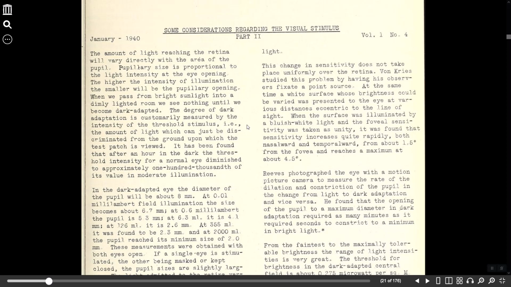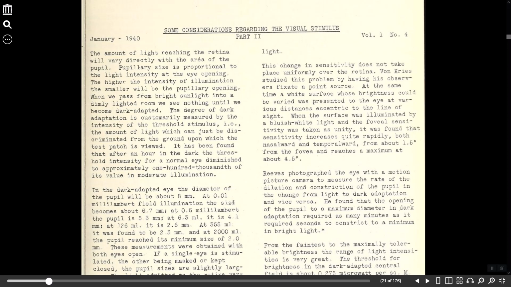The degree of dark adaptation is customarily measured by the intensity of the threshold stimulus, i.e., the amount of light which can be discriminated from the ground upon which the test patch is viewed. It has been found that after an hour in the dark, the threshold intensity for a normal eye diminished to approximately 1/100,000th of its value in moderate illumination.